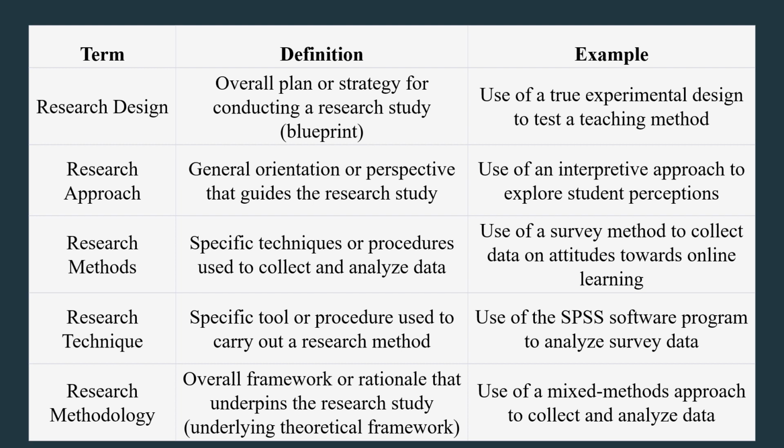table to clarify things and help you understand in short how these things are different from each other. So research design: overall plan, blueprint. An example is a true experimental design to test a teaching method. Research approach is a general orientation or perspective that guides the study, such as an interpretive approach. Research methods are survey or data collection and data analysis techniques. Research techniques are specific tools or procedures such as using SPSS. Research methodology: overall framework or rationale that underpins the research study, the underlying theoretical framework, such as use of a mixed method approach to collect and analyze data.